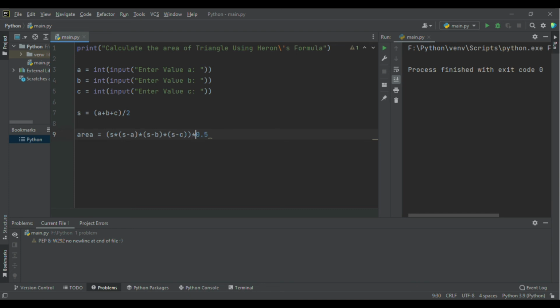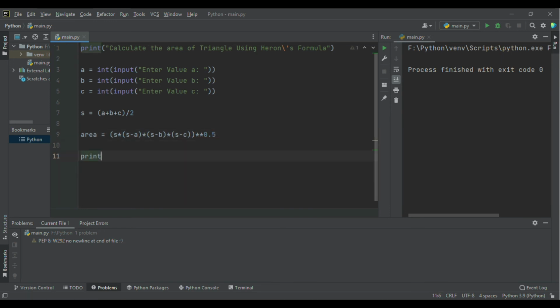So after that we print the area. So area of a triangle, it is plus str and the variable here. Okay, and after that in the PyCharm application we have to debug the code, interpret the code, and run the code with Shift plus F10, where it is there.